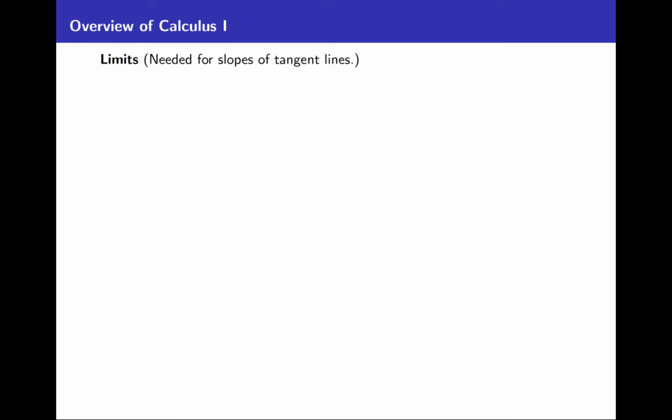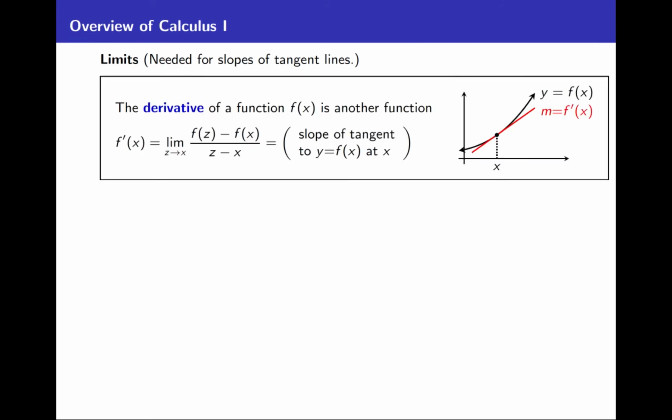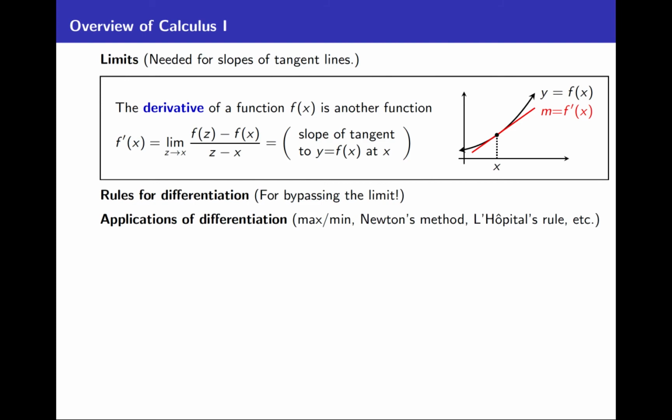First of all, we tackled limits, and we needed those for slopes of tangent lines. And we learned how to compute limits, and from them, we defined the fundamental concept of the derivative of a function. Then we learned rules for differentiation that allowed us to bypass the limit. The product rule, quotient rule, chain rule, and so on. A lot went into that. And then we looked at applications of differentiation, like max-min, Newton's method, L'Hopital's rule, and so on.